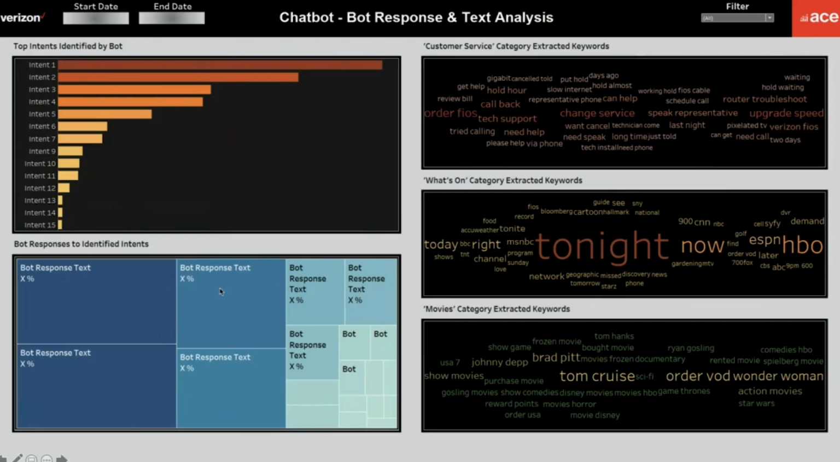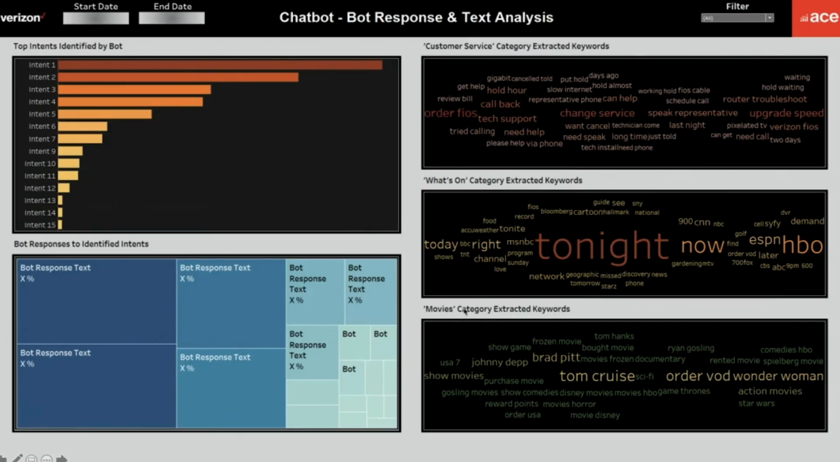So for example, you plug in the dates, you plug in all your filters, and you get the top intents identified by the bot. And then I could click on particular intents to see the bot response percentage for that intent. We've also conducted some text analytics where, from the string fields in the table, we have extracted n-grams, bigrams, trigrams, and keywords for each of the categories about what the customer is talking about.